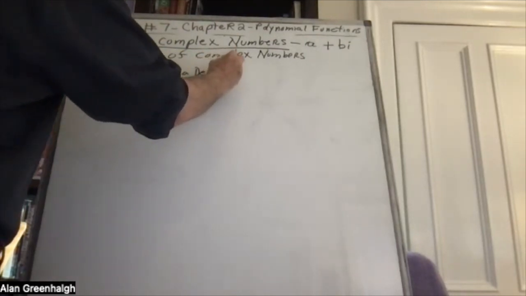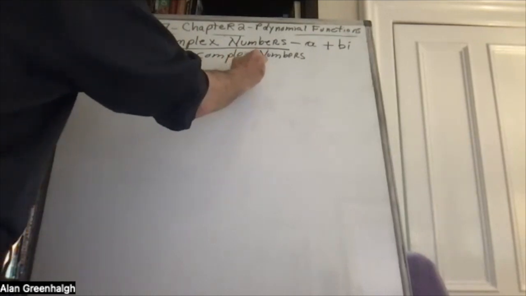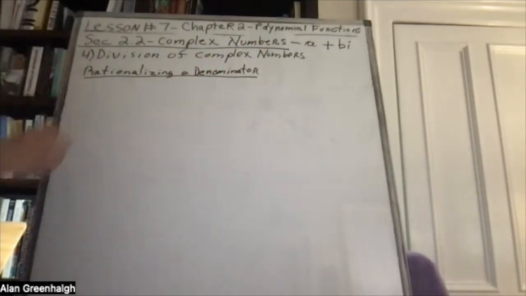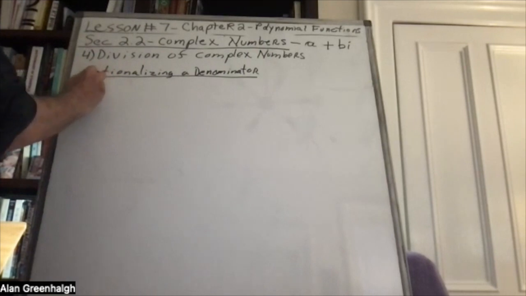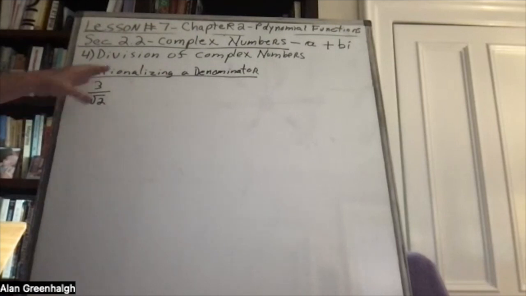Mathematicians do not like to have anything in the denominator of a fraction other than a real, rational number. So if you get something like 3 divided by the square root of 2, mathematicians get very upset about that. You just can't deal with this because, well, what's the square root of 2? 1.414, it goes on and on. So let's get rid of the radical in the denominator. They do something called rationalizing a denominator.